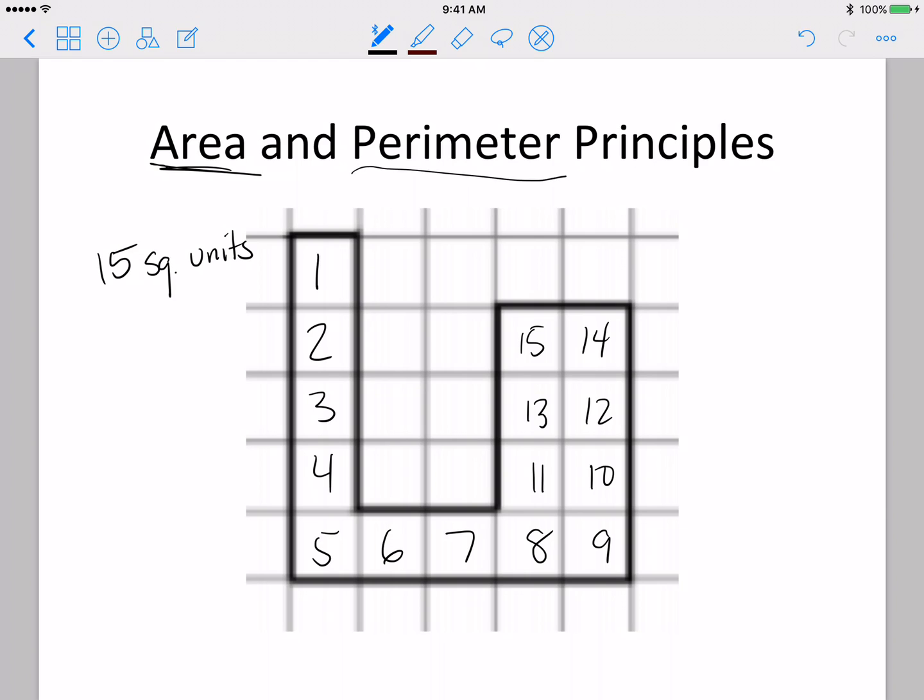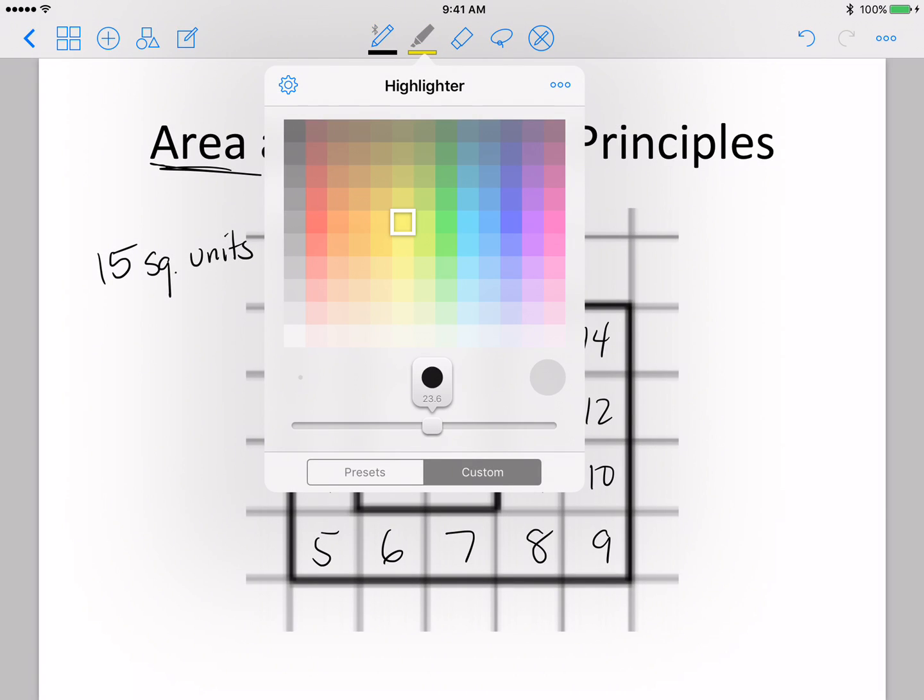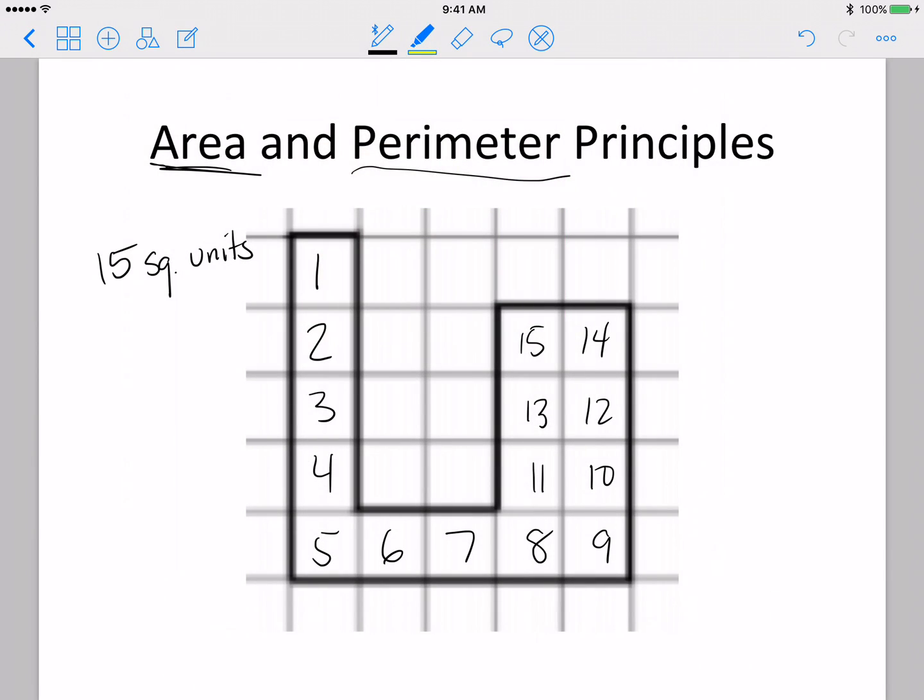Working with perimeter, the perimeter is everything along the outside of a figure. So we're not concerned about what's inside of it. We're worried about the distance around the outside. Okay, so area, inside, perimeter is outside of a shape.